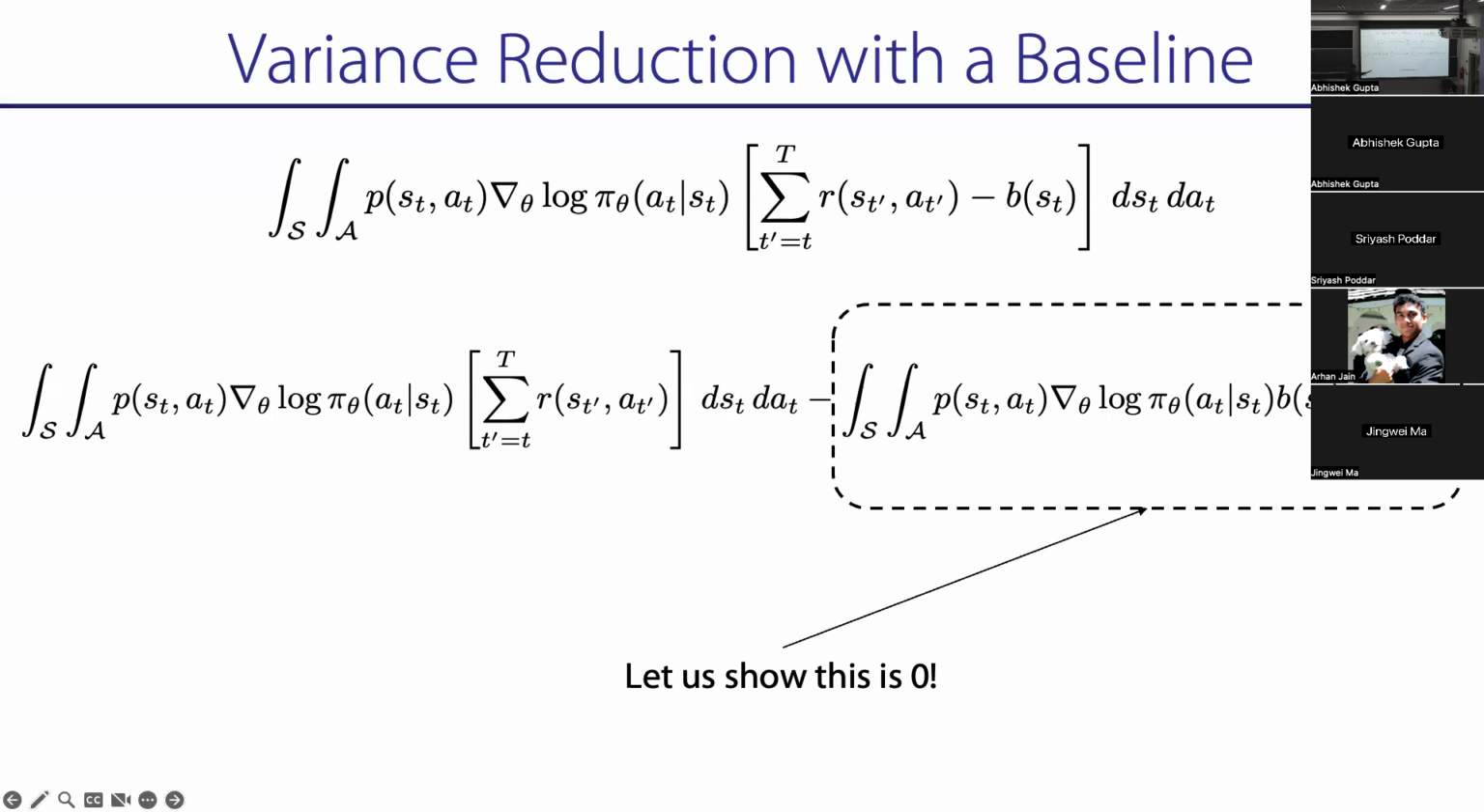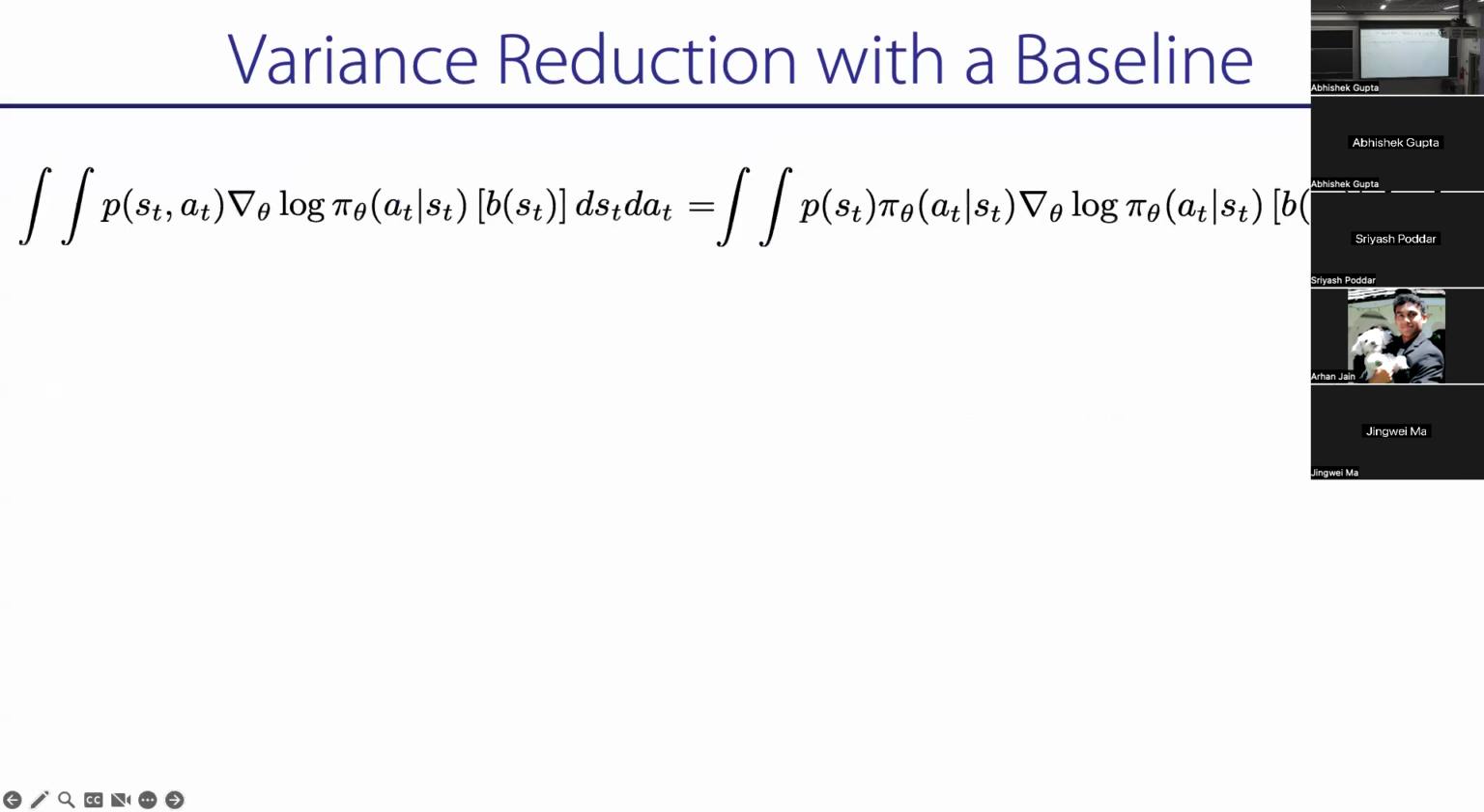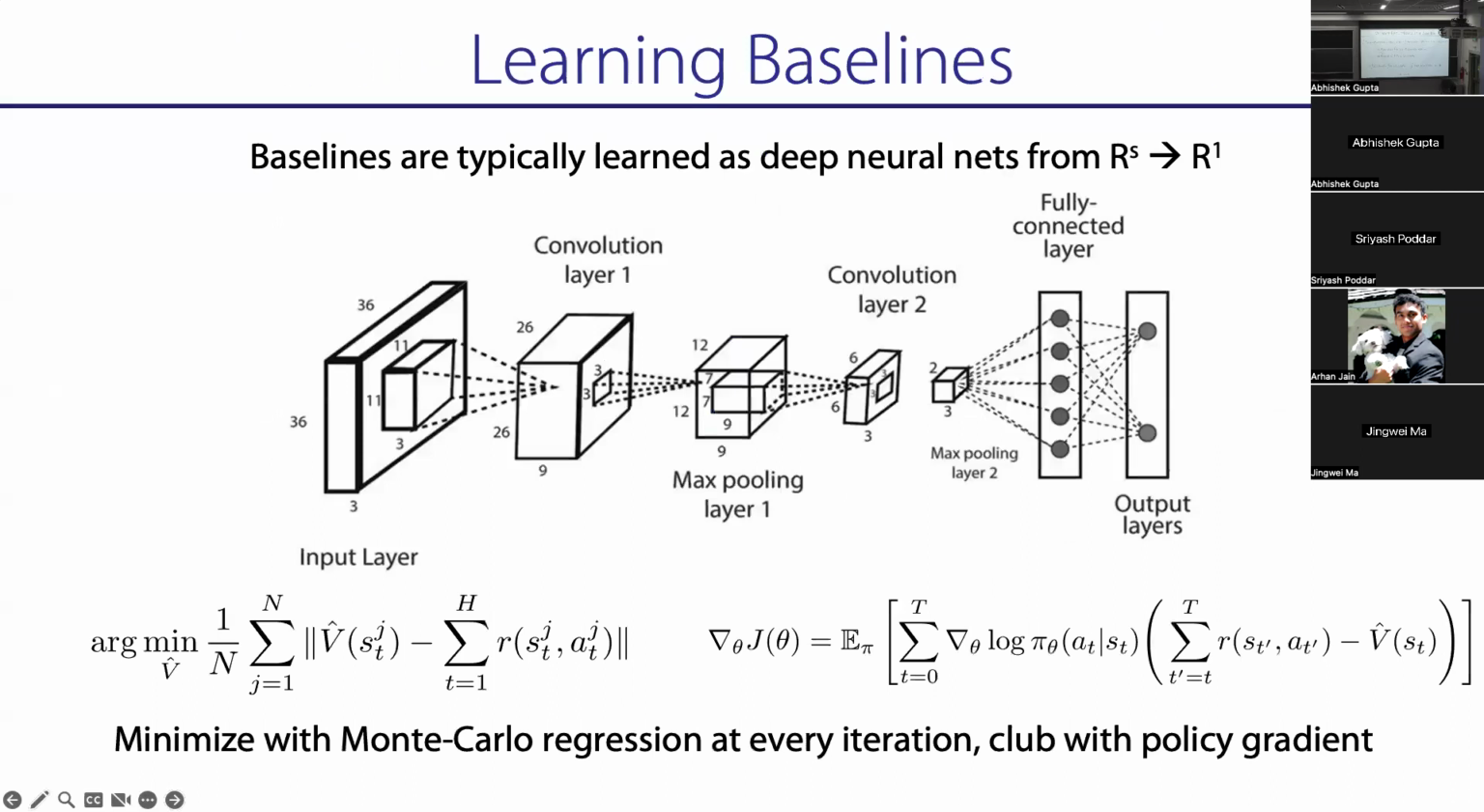Okay. Now the question is, what should that B of ST be? I've instantiated B of ST as this abstract thing so far, right? What should it be? You can use B of ST to be anything, but some things are better than others. Like Paul was just saying, we could make it a 1 and it's fine. It's just not going to reduce variance very much, whereas you can make it something more informative and reduce variance more.